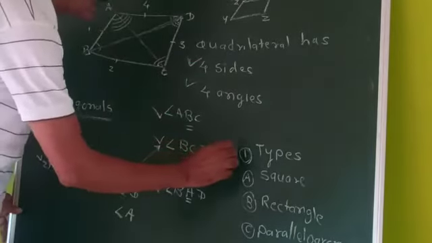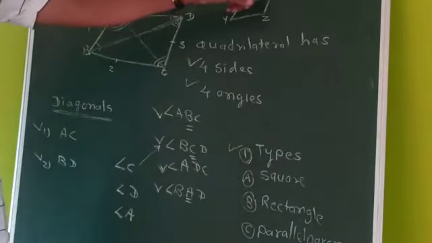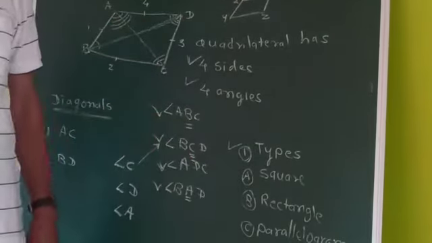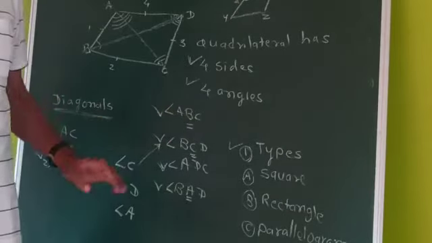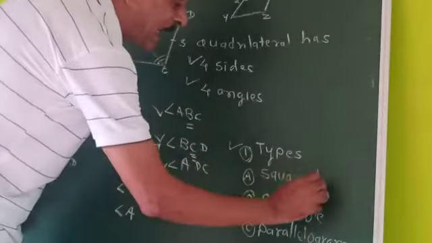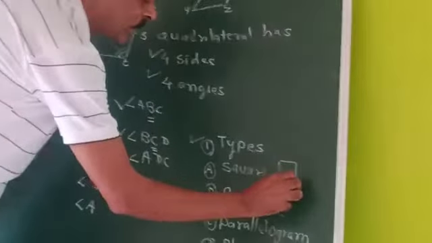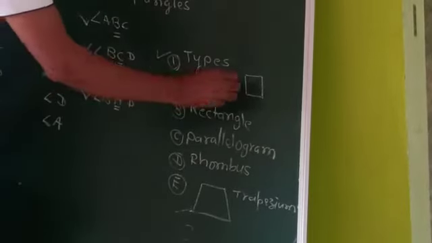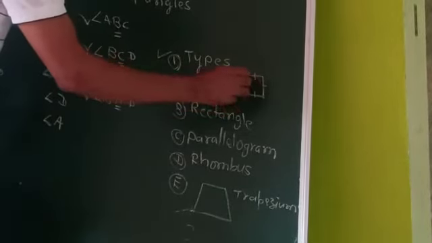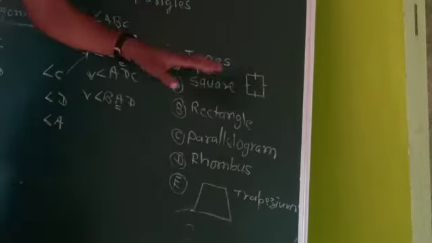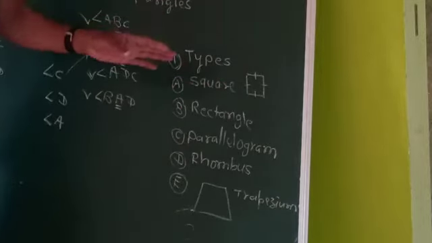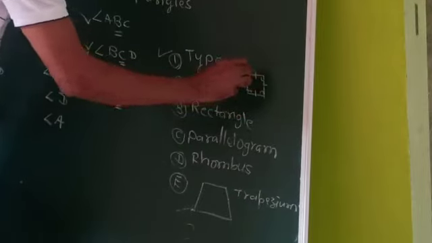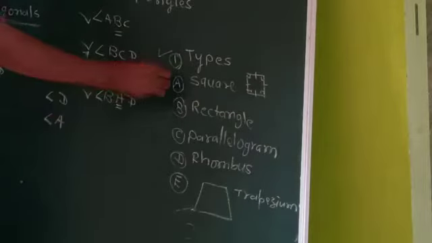Now let us go for the next portion, the kinds or types of quadrilateral. How many types of quadrilateral are there? There are 5 types of quadrilateral. Number 1 is square. A square has all sides equal, opposite sides are parallel, and every angle is of 90 degrees. This is called a square.